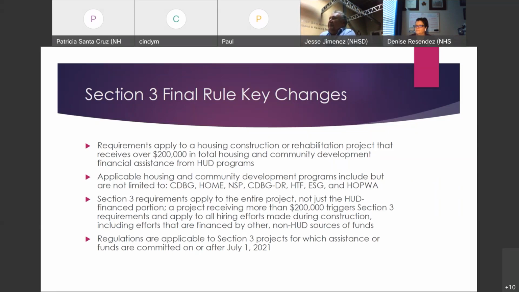So Section 3 requirements are going to apply to the entire project. Once the $200,000 threshold is met, that will trigger these requirements. And whether HUD funds only that small portion, all the other funding is still going to fall under those guidelines. So hiring efforts made during the construction process are going to fall under the Section 3 guidelines. And these regulations are applicable starting after July 1 for funds that are committed to a project.